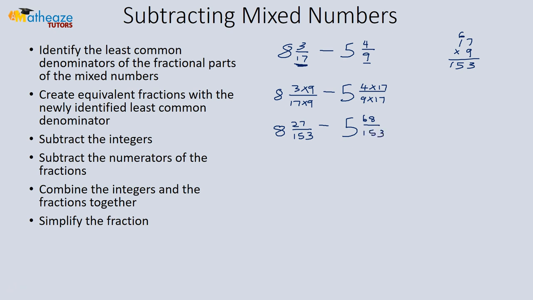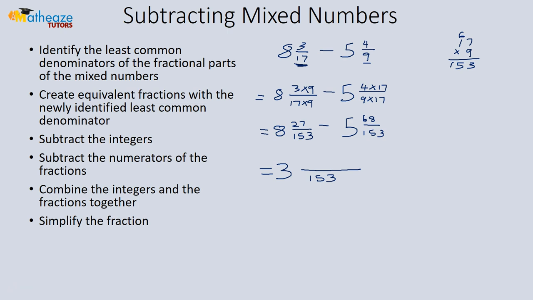So the next step is that we are going to subtract the integers from one another. So 8 minus 5, that's going to give us 3. And then we have a common denominator of 153.